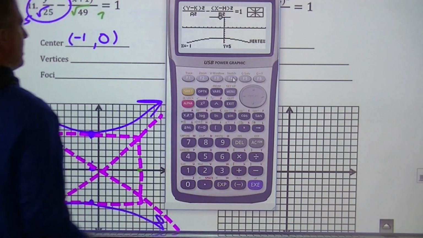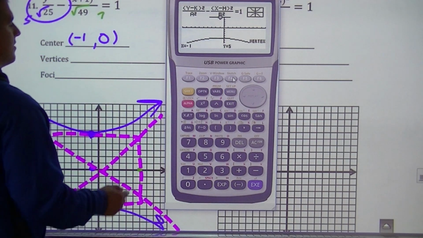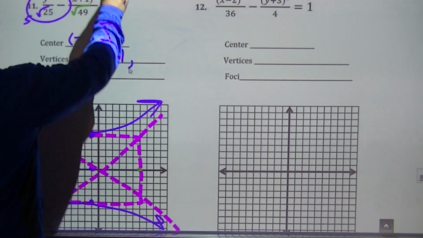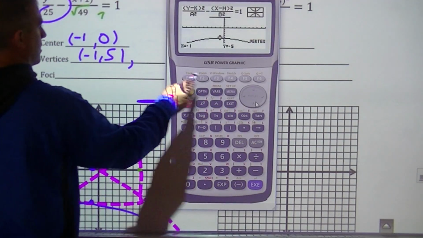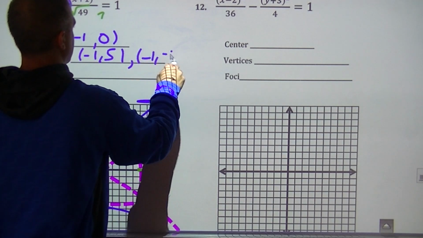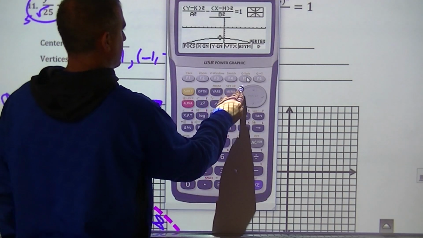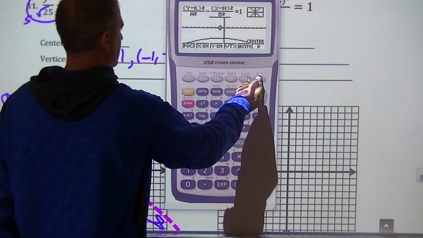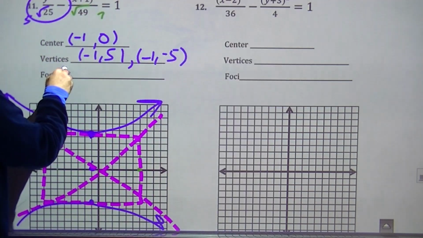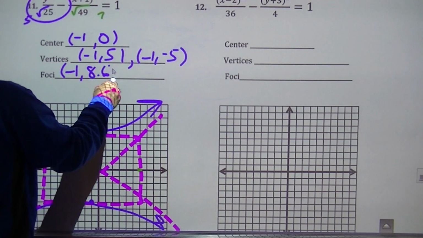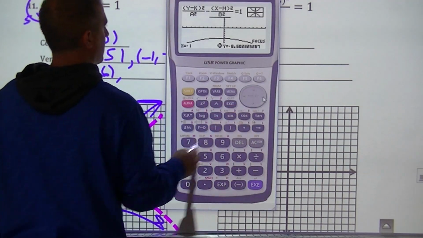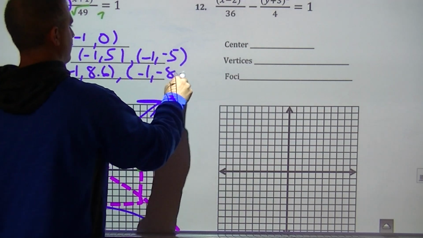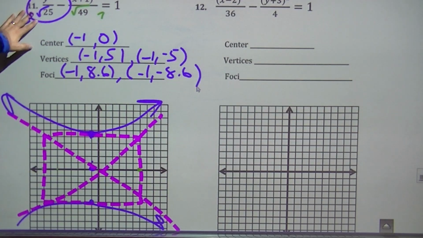G-solve vertex, I got my vertex is negative 1, 5, and negative 1, negative 5. If you look at G-solve, I think if you scroll you can get the center if you wanted the center. G-solve focus, negative 1, 8.6, negative 1, negative 8.6. Okay, very important, y is first.